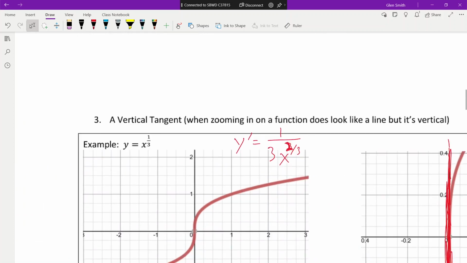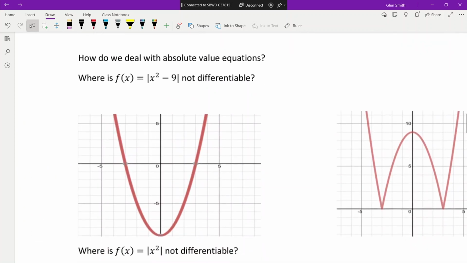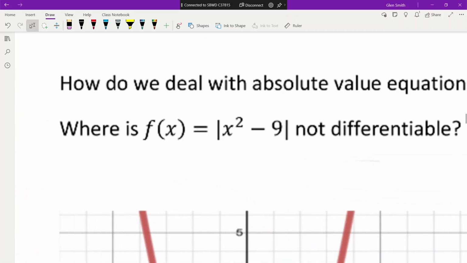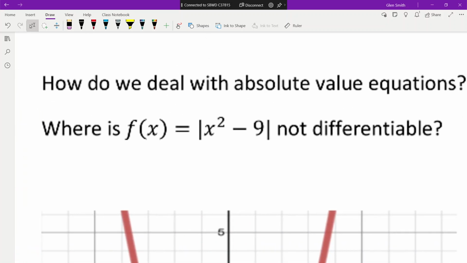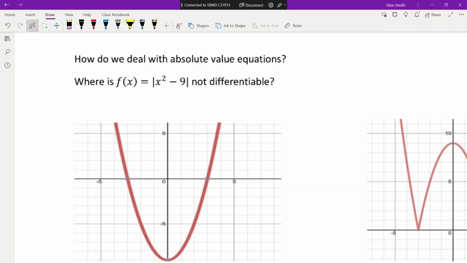Let's talk about how we're going to handle this if we see something like this. Look at this function. This is a totally fair question. Where is absolute value of x squared minus 9 not differentiable? I don't want you to derive it. I want you to graph the thing. That's how we handle absolute value right now, okay? You should know what x squared minus 9 looks like. If you don't, it looks like that. It's a parabola, right? X squared shifted down 9. That's not the absolute value. That is just x squared minus 9, okay?